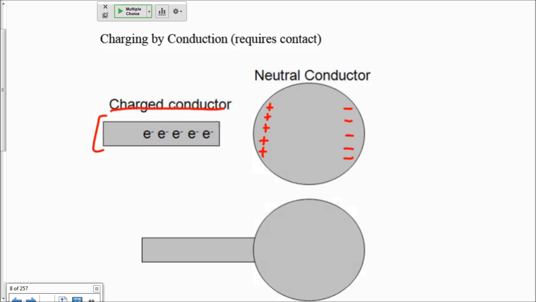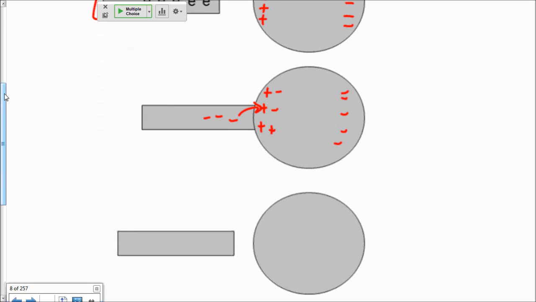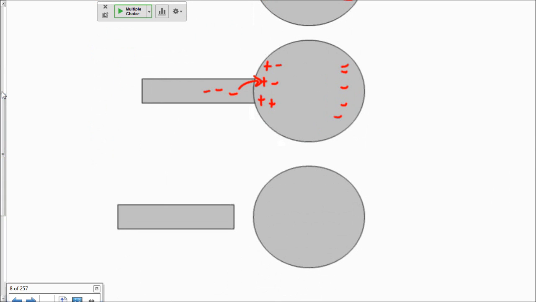If I touch the tube, however, my negative charges here will travel on to the conducting sphere, and then I'll get a system initially that looks like this. And then when I take it away, I will have a net negative charge on the sphere. So that's called charging by conduction. Charging by conduction requires touching of the object.